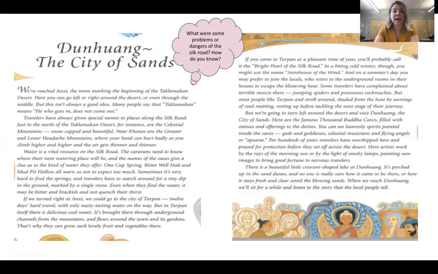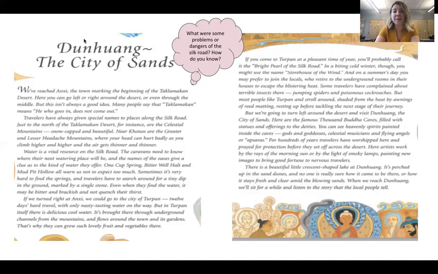If we turned right at Anchi, we could go to the city of Turpan. 12 days hard travel with only nasty tasting water on the way. But in Turpan itself, there is delicious and cool water. It's brought there through underground channels from the mountains and flows around the town and its gardens. That's why they can grow such lovely fruit and vegetables there.